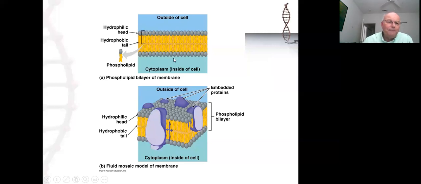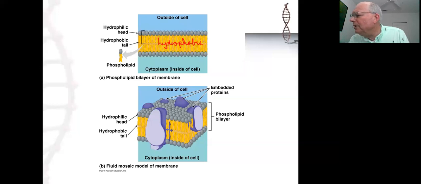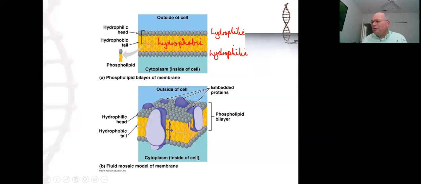Remember, most of the content of a cell is water, about 70% in most cases. So the cytoplasm is basically a solution with water, and the outside of the cell is most definitely, for most cells, water as well. And so you have this very hydrophobic region in the center and the hydrophilic regions on both sides. And so this is a spontaneous structure that forms.